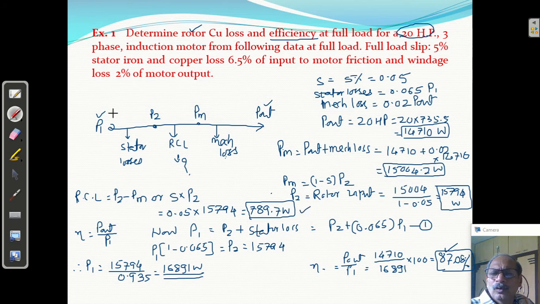So if you know the power stages, अगर आपके power stage मालूम है, you can find PM. PM मालूम है, slip मालूम है, so we know the formula of P2 and PM with slip. इससे rotor copper loss मिल जाएगा, P2 मिल जाएगा. P2 मालूम है, you will get P1, and then P out upon P1 equal to efficiency. That is the technique we can follow. Okay, one more problem I am going to solve.